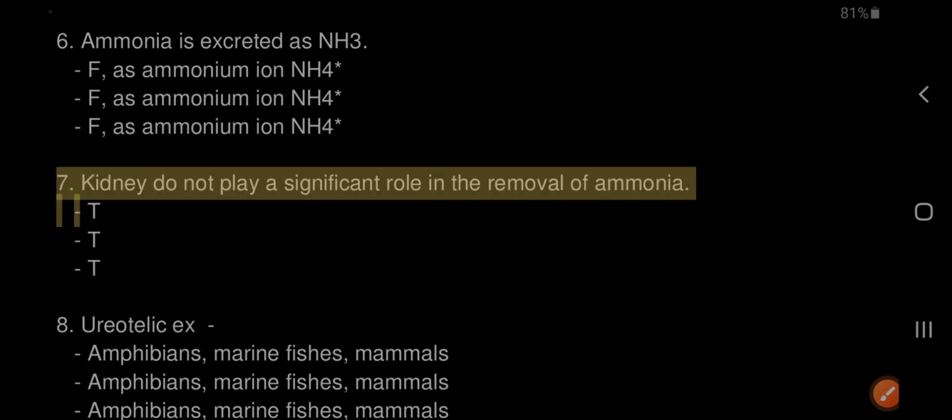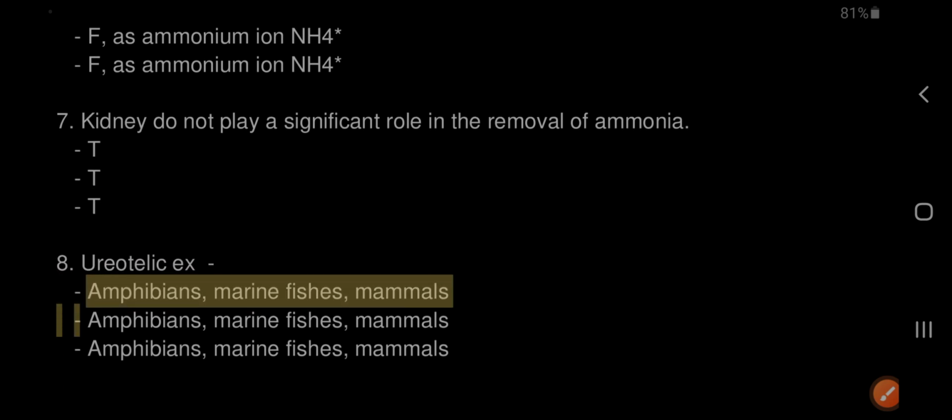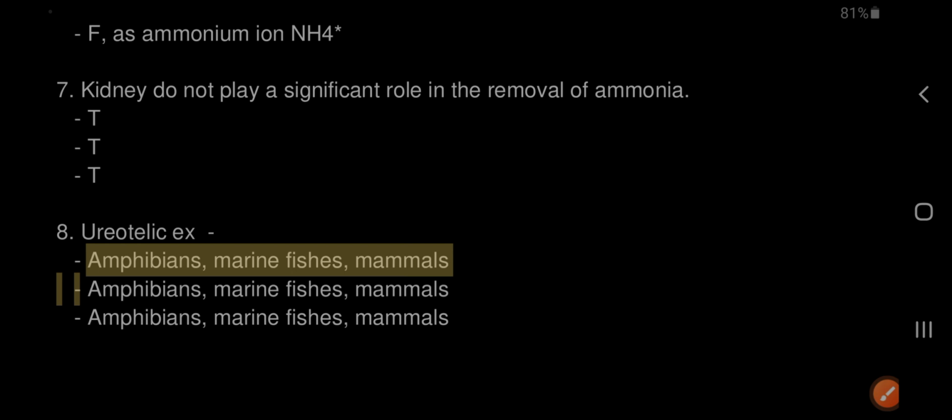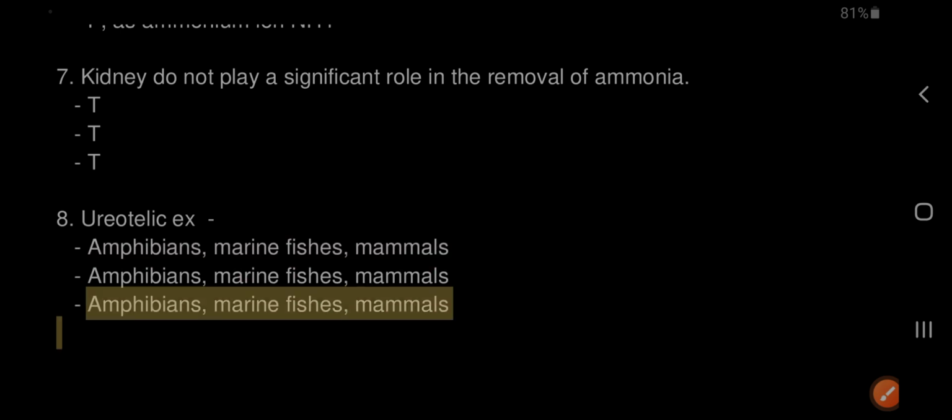8. Ureotelic animals: amphibians, marine fishes, mammals. 9. Ammonia produced is converted into urea in the liver of these animals and released into the blood, which is excreted out by the kidney.